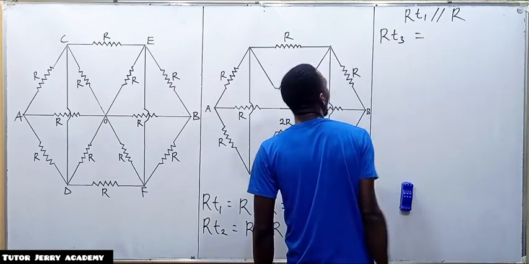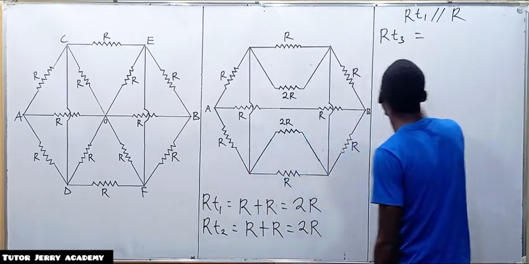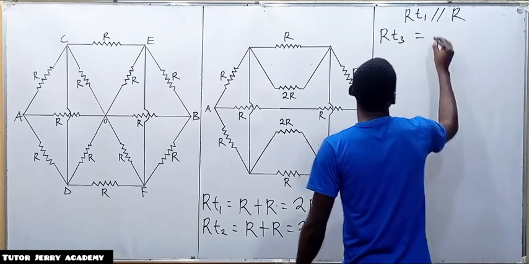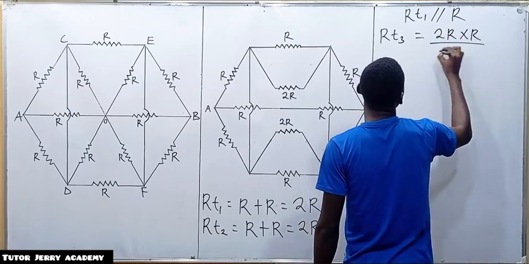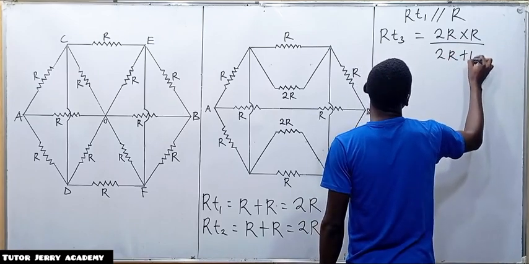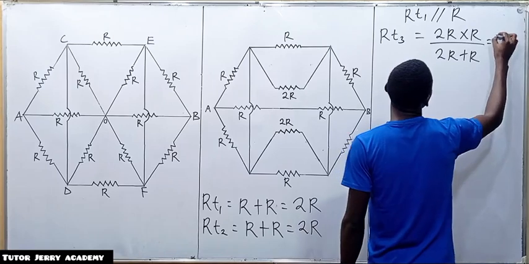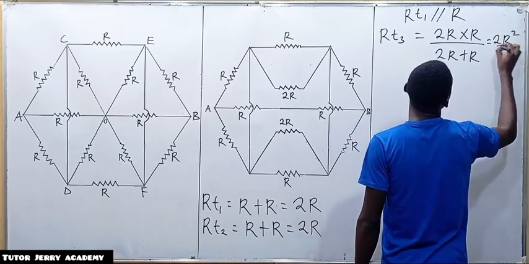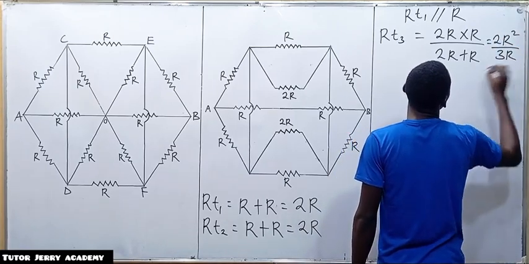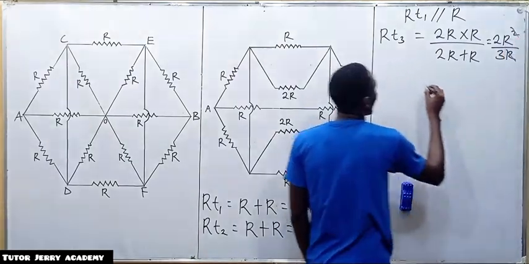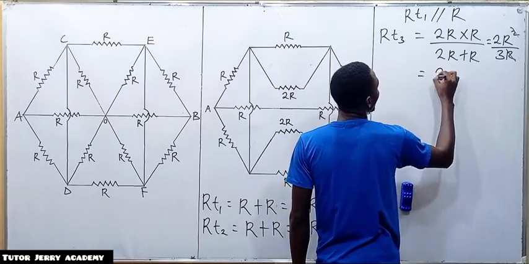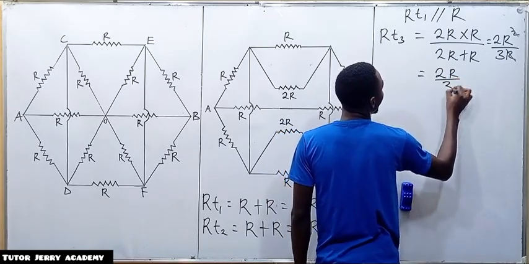RT3 will be equal to, so our RT1 is 2R, so it's going to be 2R multiplied by R all over 2R plus R. So this is going to be 2R squared all over 3R, right? So this R will cancel out this R here. So we are going to be left with 2R all over 3.